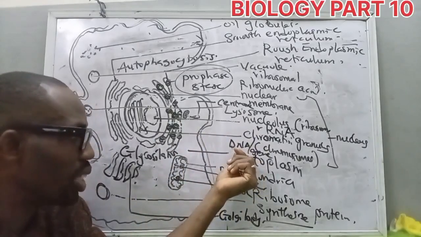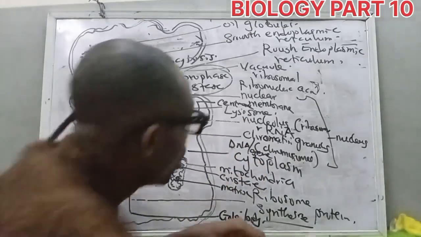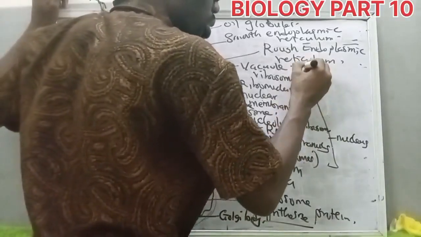Okay, so the DNA is known as deoxyribonucleic acid. Let me write it for the sake of people who are writing. So let me write it here. Just see it.